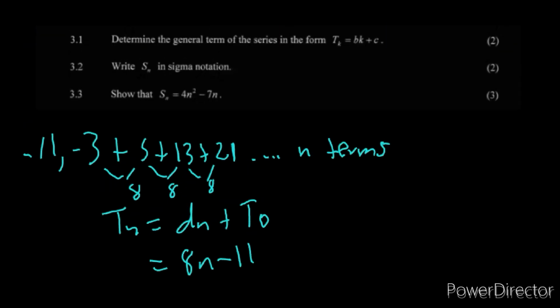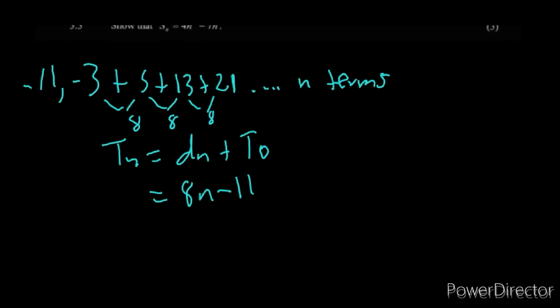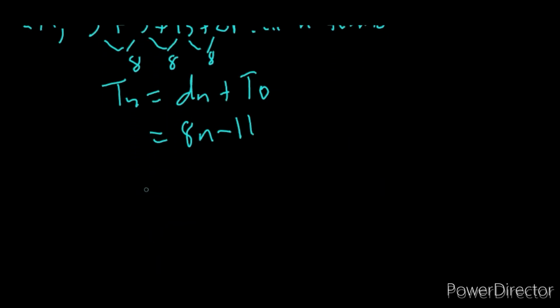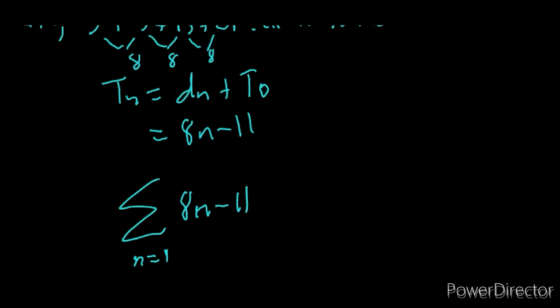Now the next question says write Sn in sigma notation. So let's just write it in sigma notation. We'll say sigma notation over there, and then we'll say 8n minus 11. Again, it's 2 marks, so we don't need to find the actual answer, we just need to leave it there. So we'll say n starts from 1. So n starts from 1 until how many terms?